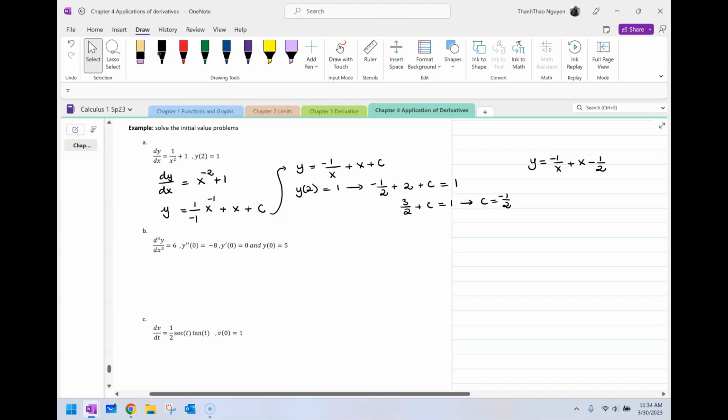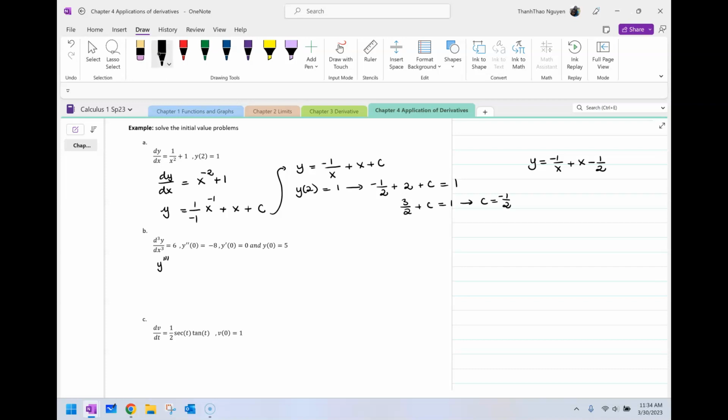Here we are given the third derivative. We want to find what the function is. We are given that y triple prime equals 6x. This means y double prime equals 6x plus c. You are told that y double prime of 0 equals negative 8. This implies c equals negative 8, which means y double prime is equal to 6x minus 8.